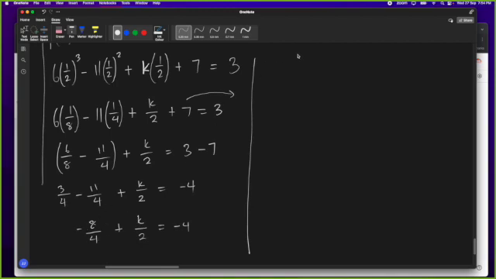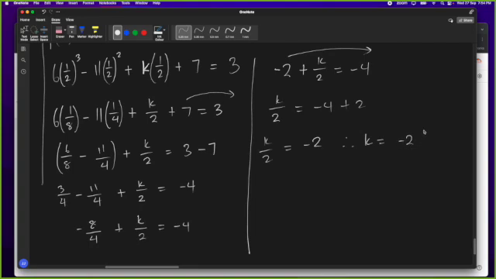So negative 8 on 4 is negative 2, plus k on 2 is equal to negative 4. So throw over the negative 2, I'll get k on 2 is equal to negative 4 plus 2. So k on 2 is equal to negative 2, and therefore k is equal to negative 2 multiplied by 2. K is equal to negative 4. That's where you get, Sarah? Let me know if I do anything wrong.